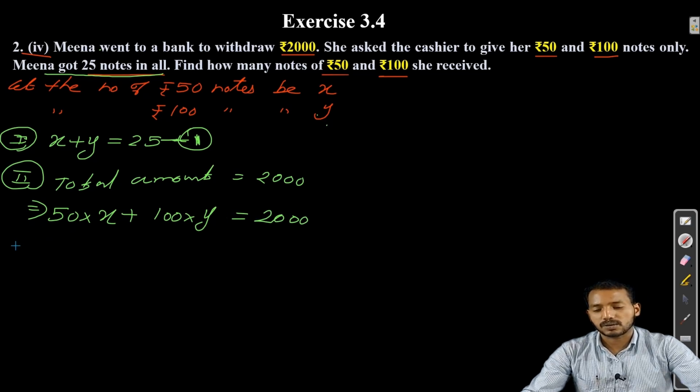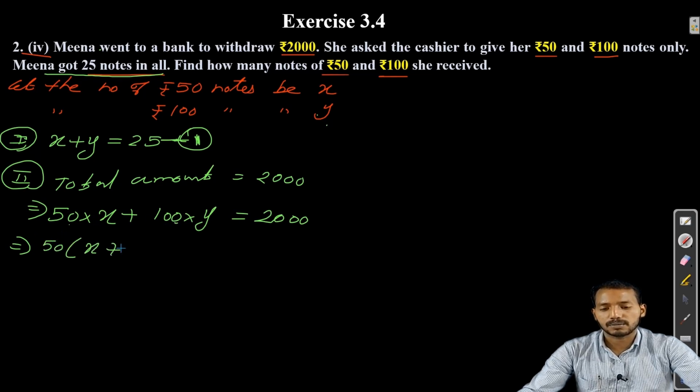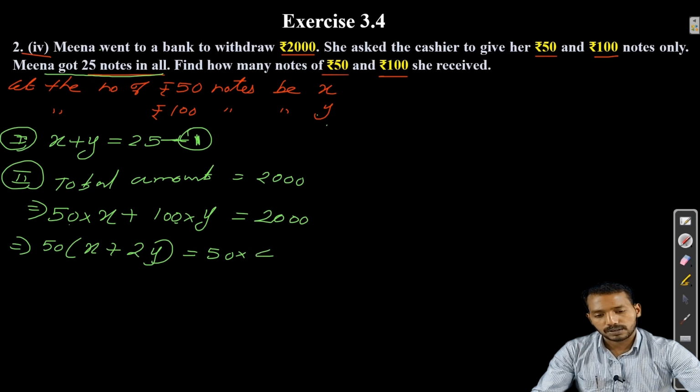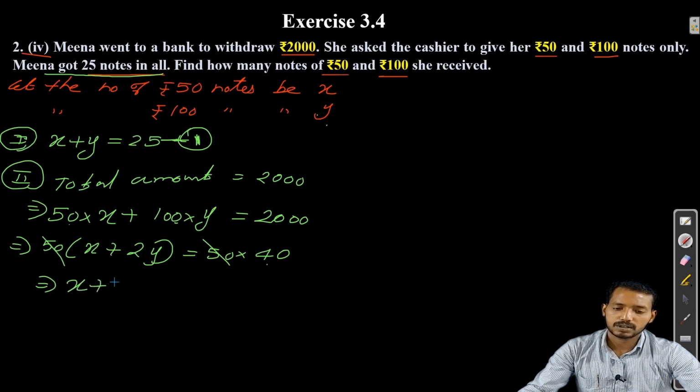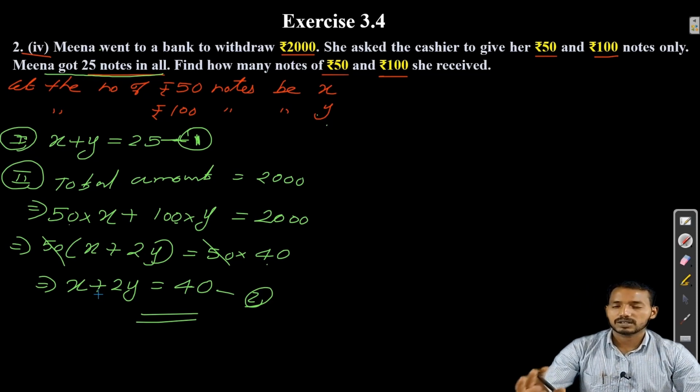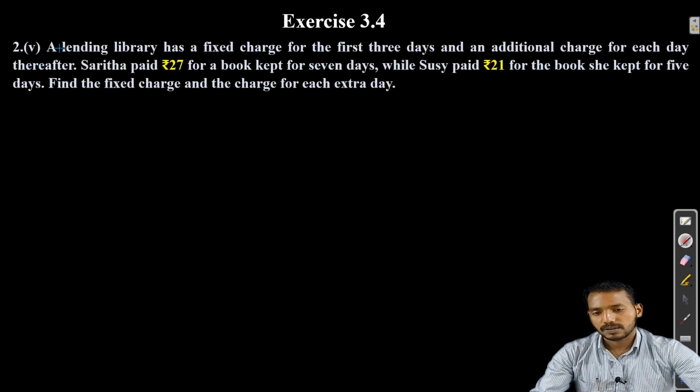So let's simplify this equation by taking 50 common outside. 50 into X plus, when 50 is taken from 100, it will be 2Y, which is equal to, 50 taken from 2000, it will be 40. 50 is cancelled. The equation will be reduced to X plus 2Y is equal to 40. Okay, equation number 2. We got 2 equations. You can try it by using elimination method. Last question from this exercise.